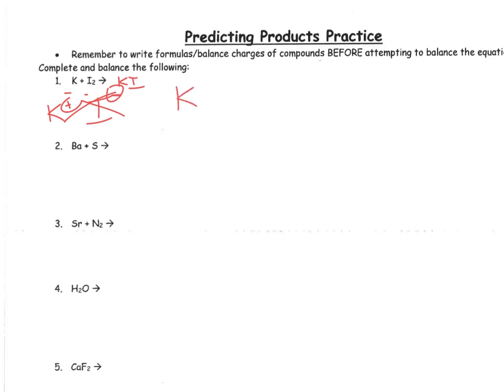Now, if I have potassium and my iodine, which is diatomic, and I make KI, I need to balance that. And so if I've got 2 iodines on the left, I'm going to need at least 2 there. When I do that, I make 2 potassiums, so I need a 2 there, and there I go. I have it balanced. I've predicted my product and balanced the chemical reaction.